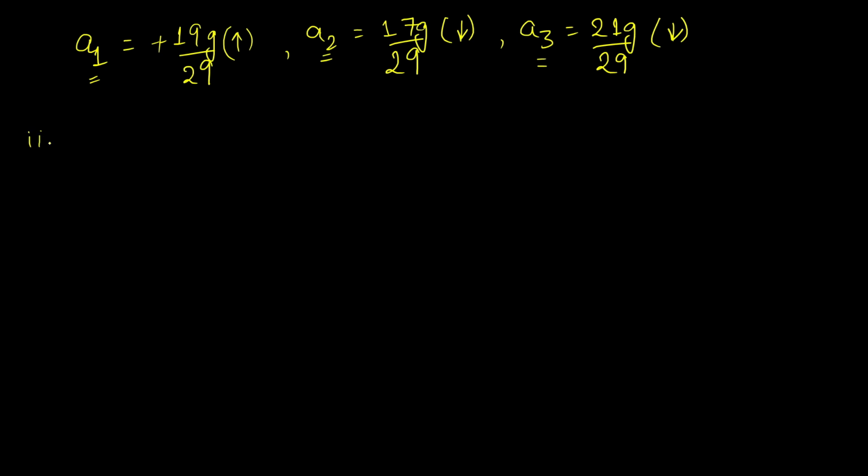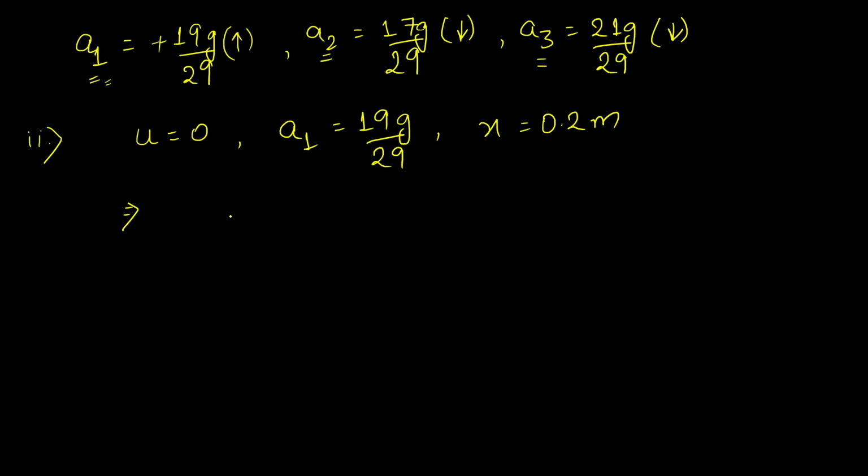The second part of the question was, we need to find the time when the block of mass m1 is going to hit the pulley A, and it was given that initially the block of mass m1 was at rest. So u was 0, and the acceleration of mass m1 we already know, that is in the upward direction as 19g upon 29, and x was given as 0.2 meters, like 20 centimeters. So from here, if you apply Newton's second equation of motion, then x is equal to ut plus half at square.